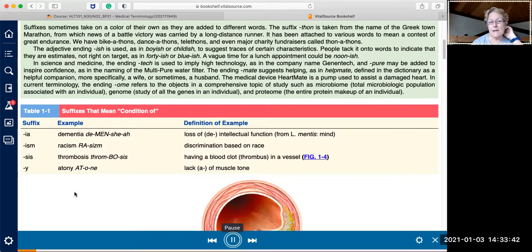You can see ISM, which we hear in racism, as an example that they're giving you here. So a condition of. And then you see SIS, which is very, very frequently used in medical terms, which is a condition of so many things. And here we have thrombosis as the example. And with a Y, as simple as putting a Y at the end of the word, now you have atony. In this case, atony means that it's a lack of muscle tone.